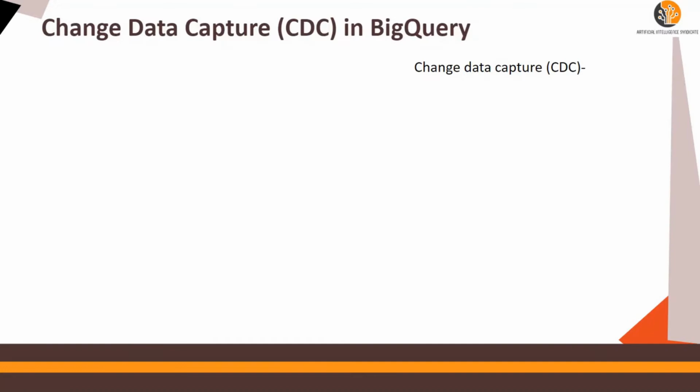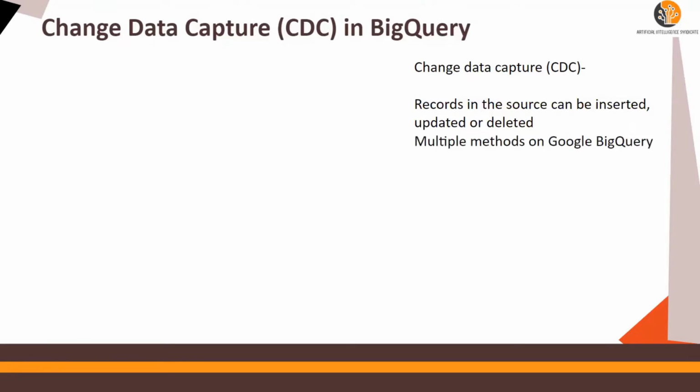Let's get started. The change data capture is not new in data warehousing world. The records in the source can be inserted, updated, or deleted when you have a target in BigQuery. How would you make sure that the target table in BigQuery has been synced with the source? It can be a nightly job or multiple times a day or even hourly or a sub-hour job as well, frequency-wise. So there are multiple methods which are possible to do CDC on BigQuery.